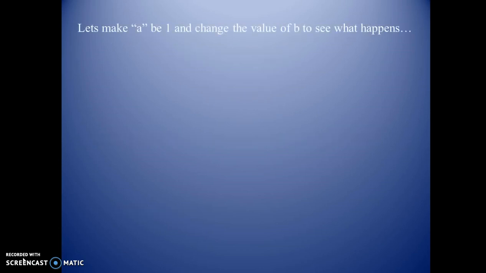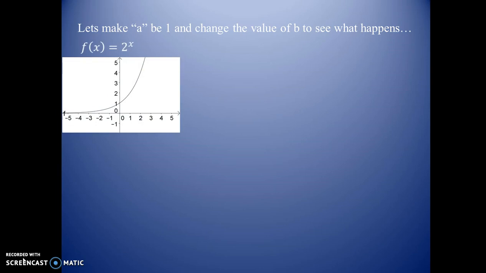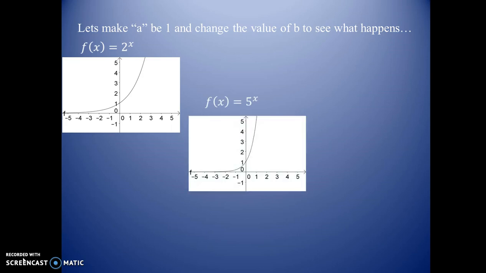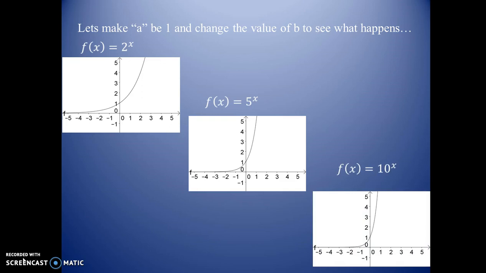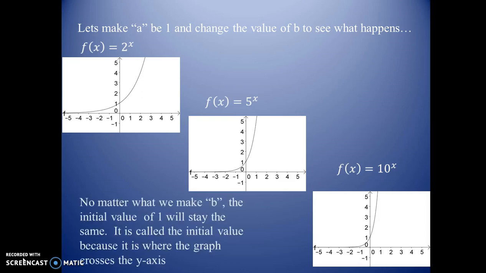So let's look at some of these graphs. Let's pretend that I just make a be 1, and I'm going to change the value of b to see what happens. So here was the graph from the previous problem, f of x equals 2 to the x. What would f of x equals 5 to the x power look like? Well, it kind of looks like the same shape, but if you notice, it goes up a little faster. And then finally f of x equals 10 to the x power. Kind of the same shape, but again, it looks like it's closer to the y-axis, which means it's going up faster. No matter what we make b, the initial value of 1 will stay the same. Here, it's called the initial value because it's where it crosses the y-axis.